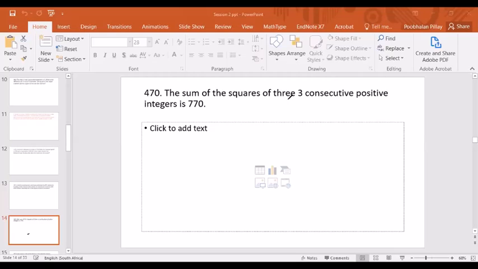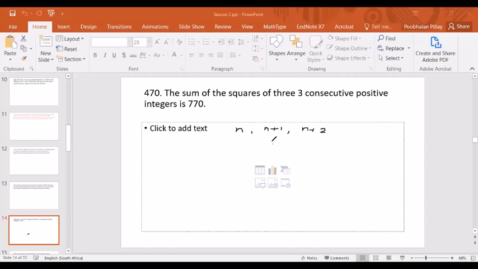The sum of squares of 3 consecutive integers is 770. Well, there's no question here. I don't know what the question was. The question was probably to find the numbers or something. Okay, whatever it is, let us find these numbers. The squares of 3 consecutive numbers. They are consecutive positive integers, so you can let the smallest integer be n. The next one is n plus 1, and the next one is n plus 2. And these are 3 consecutive integers.